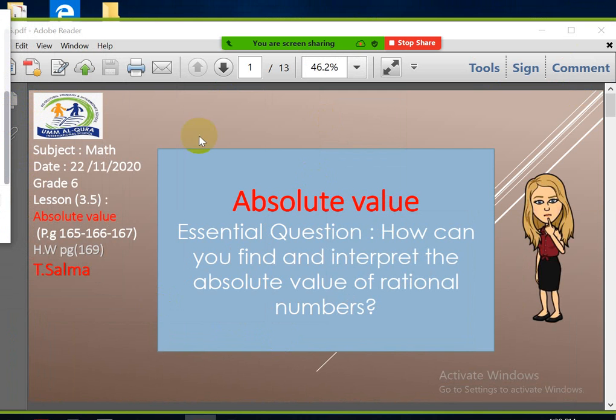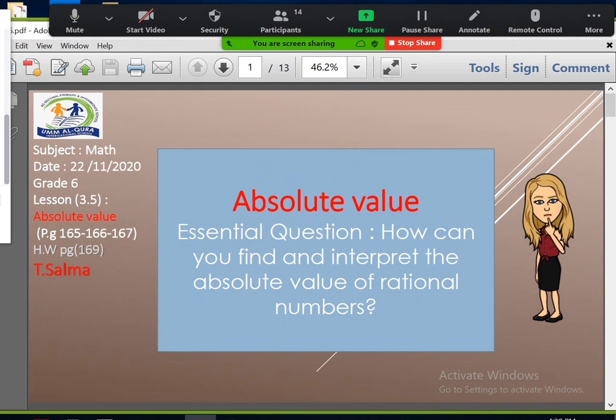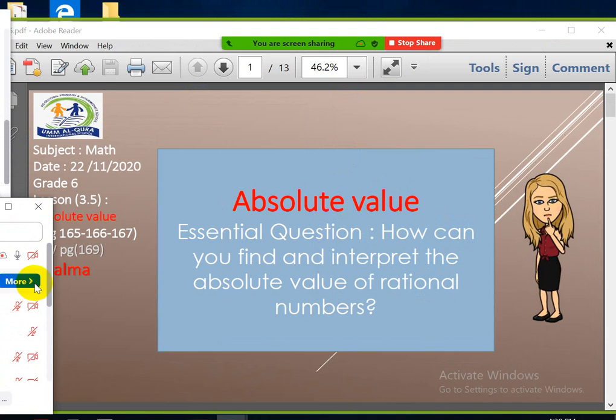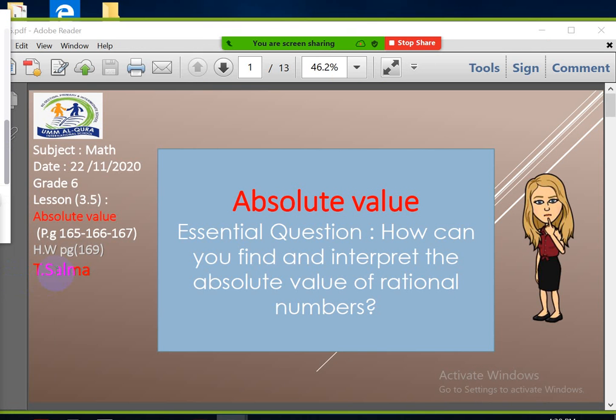Thank you all. So, girls, today we will start a new lesson, absolute value. Open your book on page 165. How can you find and interpret the absolute value of rational numbers? This lesson is very important, because you will use the absolute value always in mathematics. So focus with me, please.